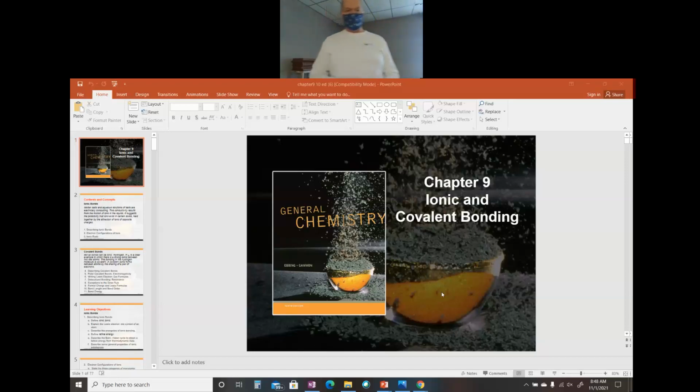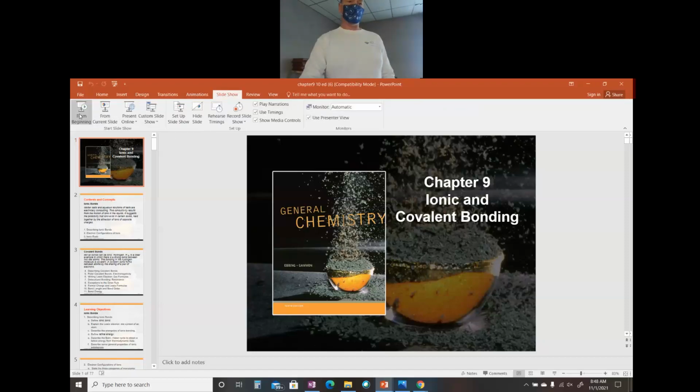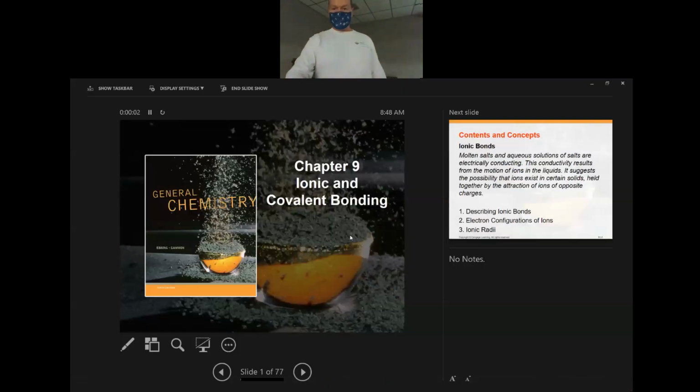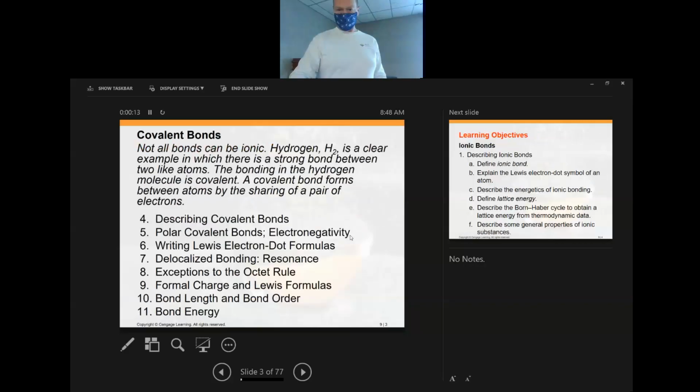All right, we're going to start on chapter 10, or chapter 9 and then 10. Very similar chapters. We're going to be doing Lewis structures. So chapter 9 is ionic and covalent bonding. Remember, ionic, metal, nonmetal; covalent, two nonmetals. Ionic is a transfer of electrons. Covalent is going to share electrons.